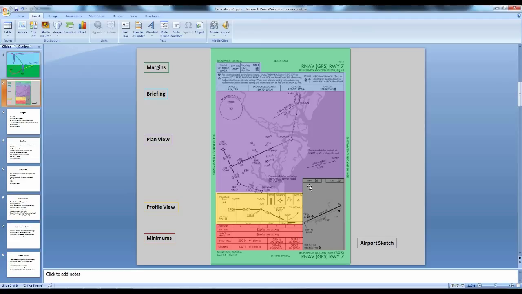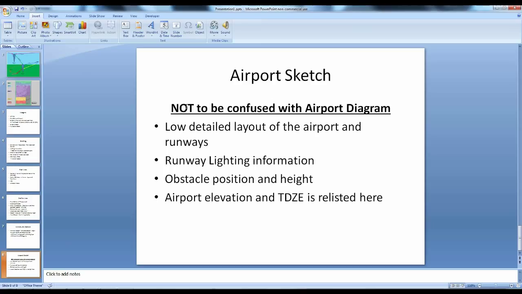And the last bit we have is the airport sketch. The airport sketch, and I'm bold this and underline it, not to be confused with airport diagram. And here's why you shouldn't confuse it with airport diagram, and why I prefer the term airport sketch, not diagram, is a low detailed layout of the airport and its runways.